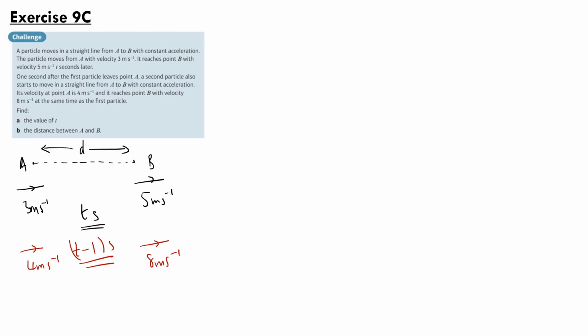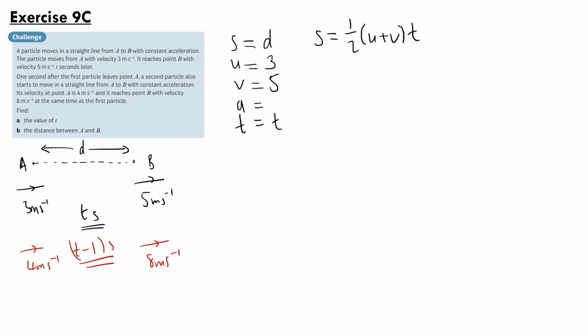So doing that for the first particle, if we write out suvat, okay, so we know that it has travelled d meters in total, so that's s. We know that the initial velocity is 3, the final velocity is 5, and the time taken is t. So here we can use the equation s equals a half (u plus v) t to get that d is equal to a half (3 plus 5) t, or 4t. So that is our first equation, d equals 4t.